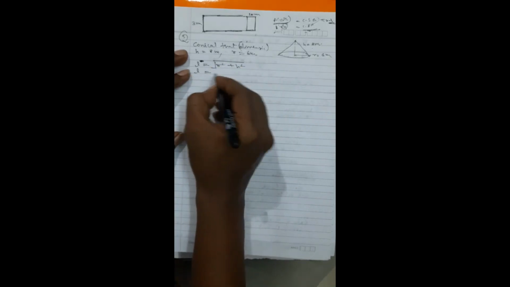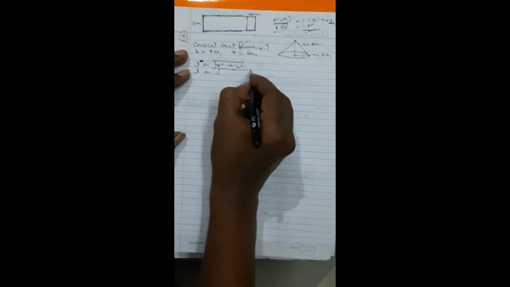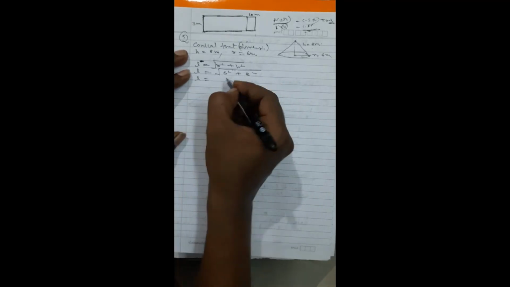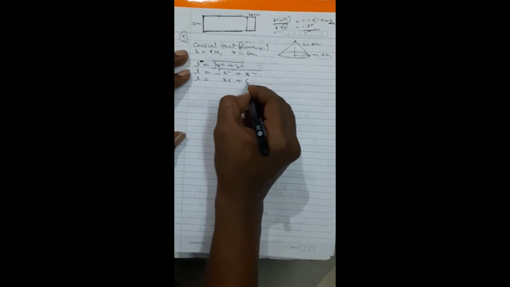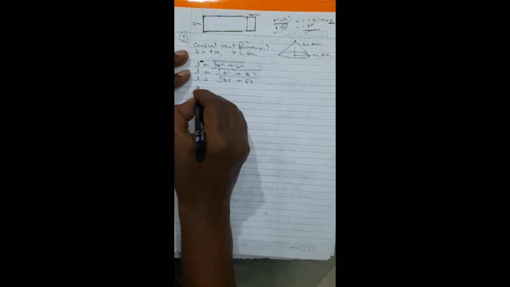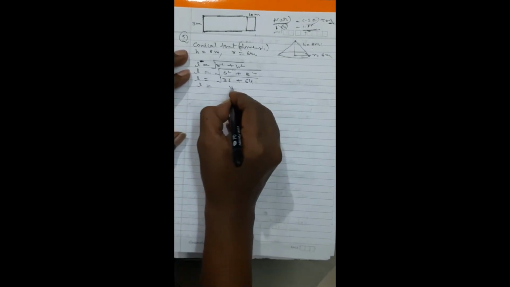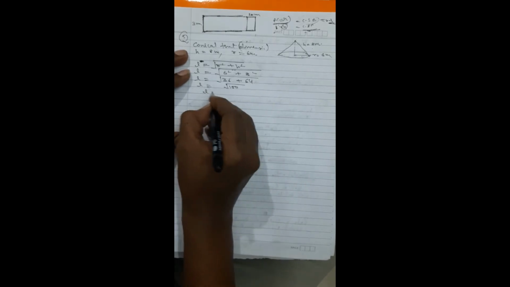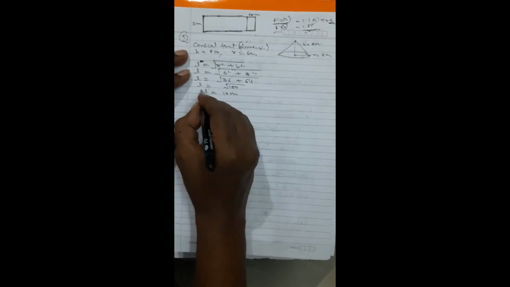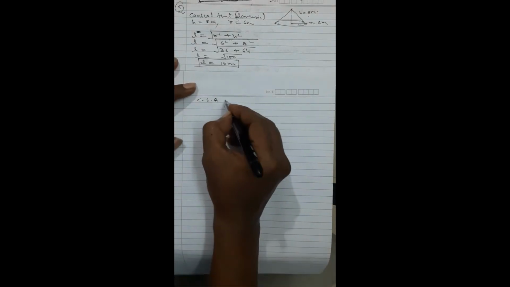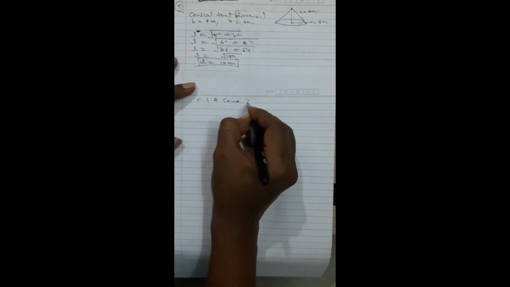L is equal to square root of 6 square plus 8 square. L is equal to square root of 36 plus 64. L is equal to square root of 100. L is equal to 10 meters. This is how you have got L. Therefore, now curved surface area of cone is equal to pi r L.